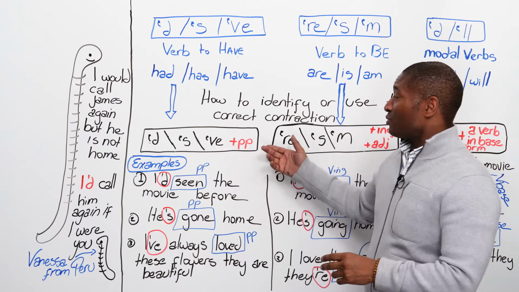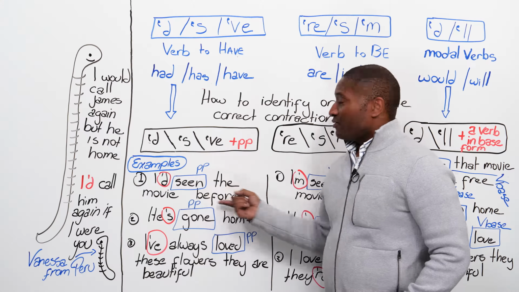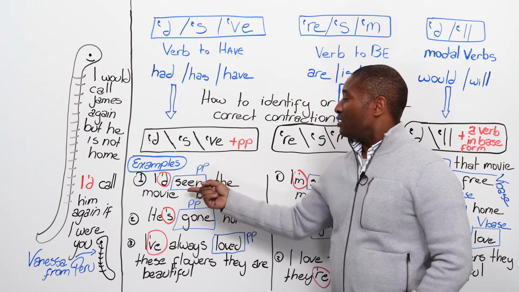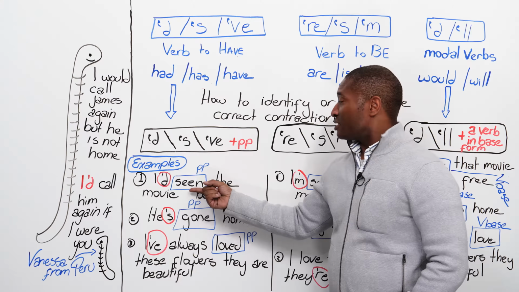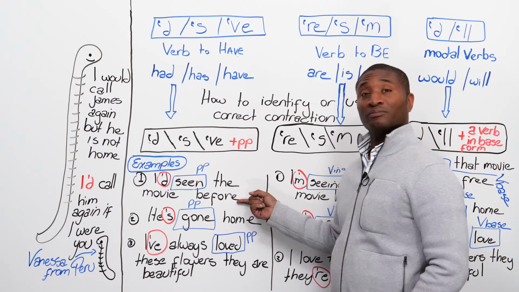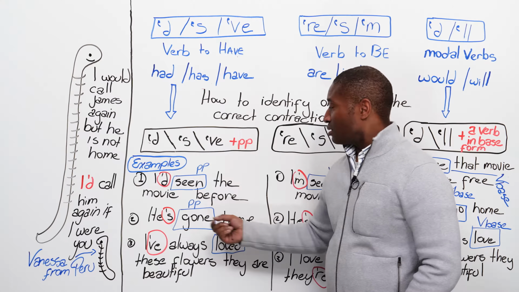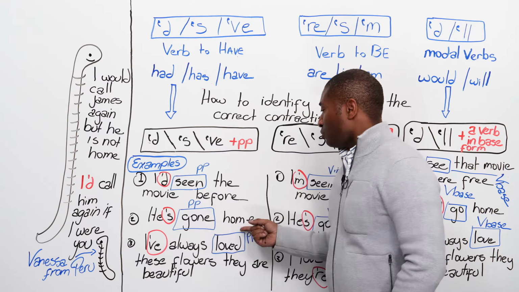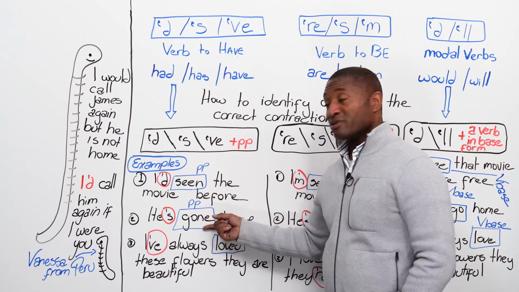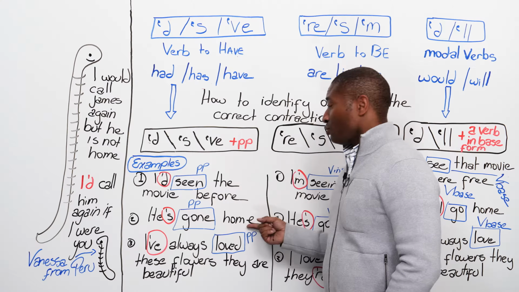So let's look at an example in this case for the have. I'd seen the movie before. Well, how do we know this is I had seen? This is a past participle. So seeing this is a past participle, we know this is I had seen the movie before. Good. Let's look at the next one. Is it he is gone home or he has gone home? Well, this is a past participle, gone. So then we know this is has. So he has gone home.